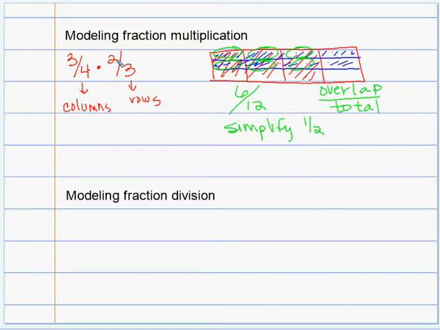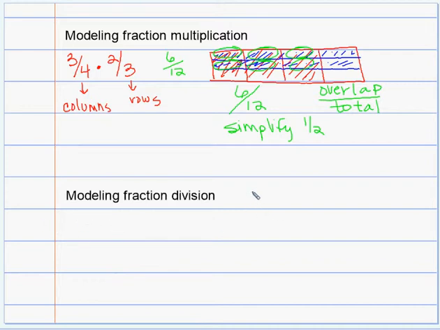So when I multiply 3 times 2, I get 6. And when I multiply 4 times 3, I get 12, which is 6/12, which is 1/2. So that's really what you're doing when you multiply. I think it's kind of neat to see that represented with a model. Now fraction division is pretty cool too.